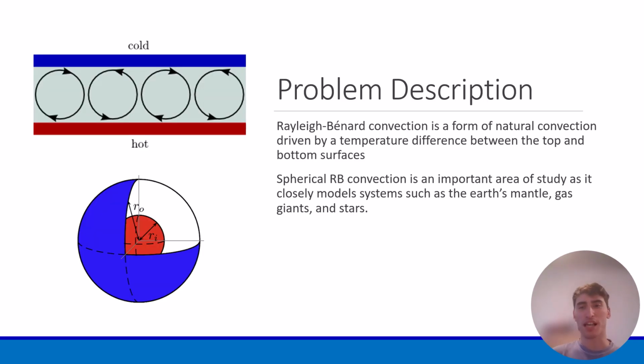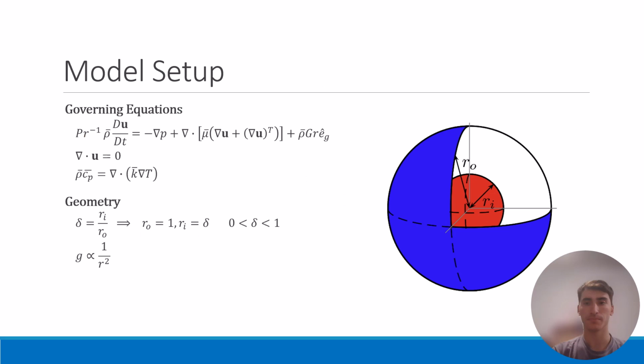As you all know from our Lab 5, Rayleigh-Benard convection is a form of natural convection, driven by a temperature difference between the bottom and top surfaces. I decided to focus specifically on how this arises in a spherical shell, where the inner surface is heated. Unlike the classic planar case, the curvature of this model introduces interesting effects and asymmetries to the flow behavior. This problem is an important area of study as it closely models geophysical systems such as the Earth's mantle, gas giants, and stars, and more.